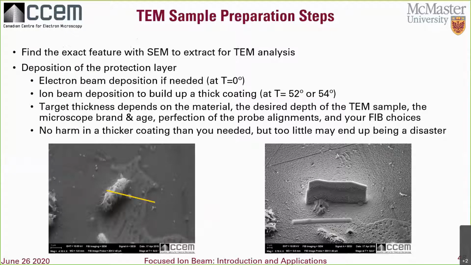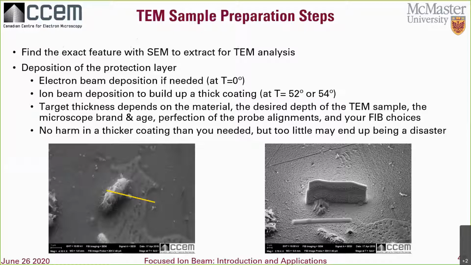With the precision of SEM, you find the exact feature that you want to study in TEM. With that choice made, the procedure starts with the deposition of the protection layer. Again, start with electron beam deposition if needed. This is done at 0 degree stage tilt and coincidence height, and then switch to ion beam deposition at the 52 or 54 degree, depending on your microscope, coincidence height for the remaining majority of the coating.